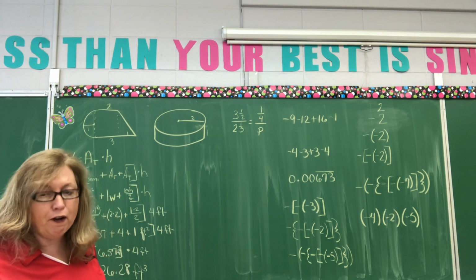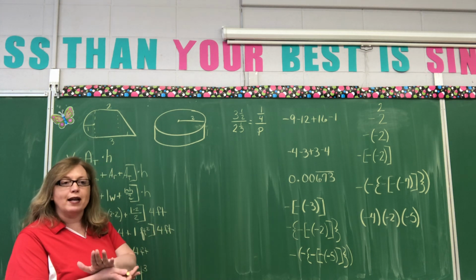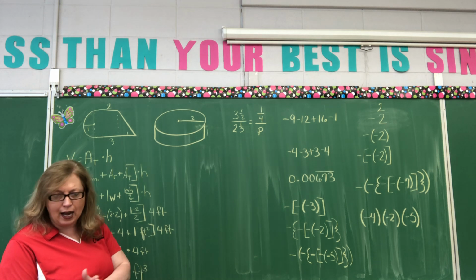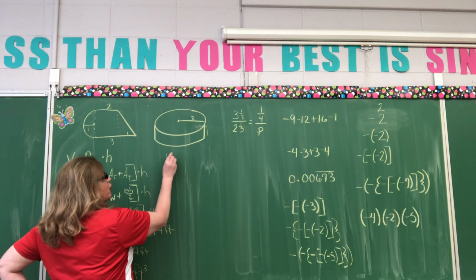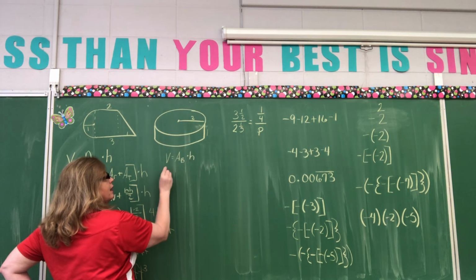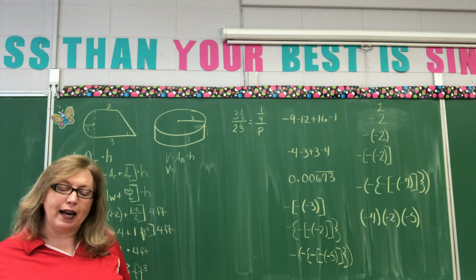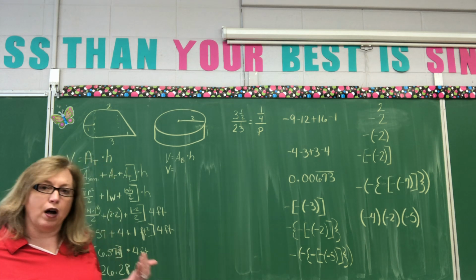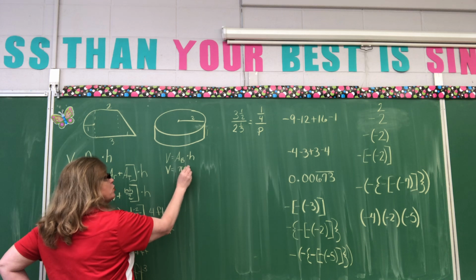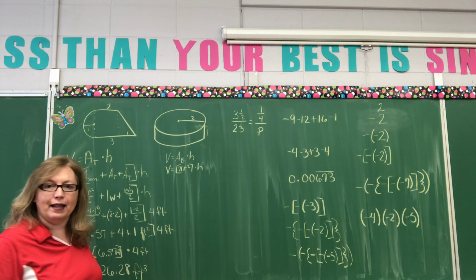So if we're going to look at volume, how do you find volume? Remember, volume is always the total area times the height. So we're going to say volume equals the area of the base times the height. Now, my question is, how do I find the area of the base? Well, that is going to be pi times radius squared. Then we're going to multiply it by the height.